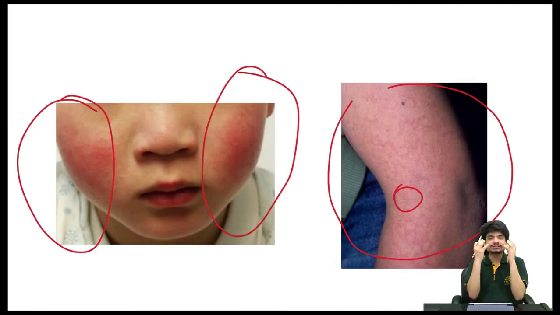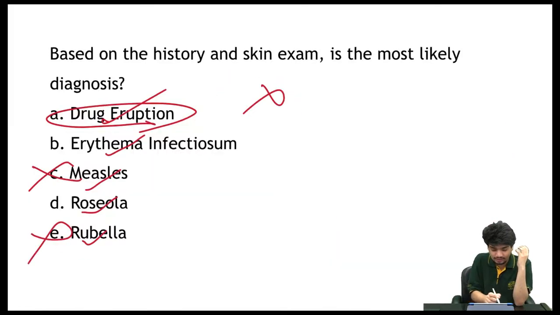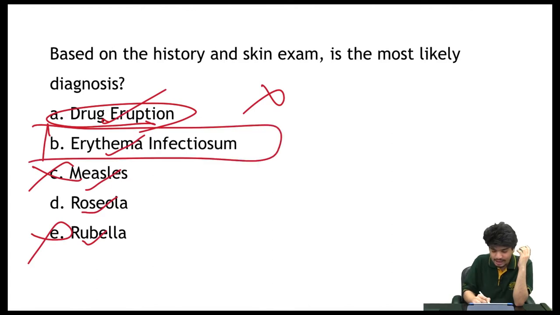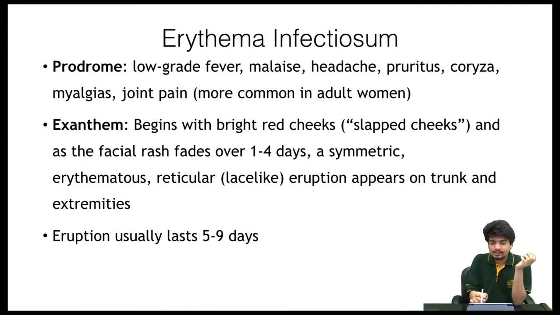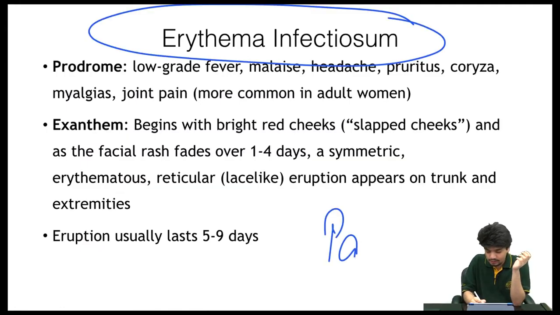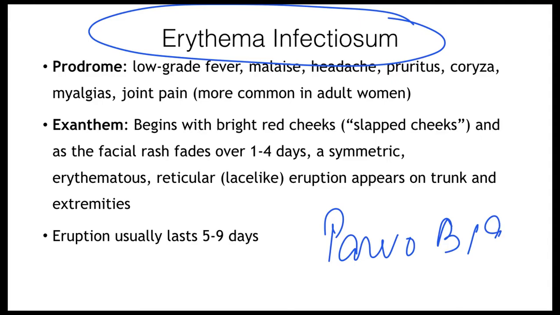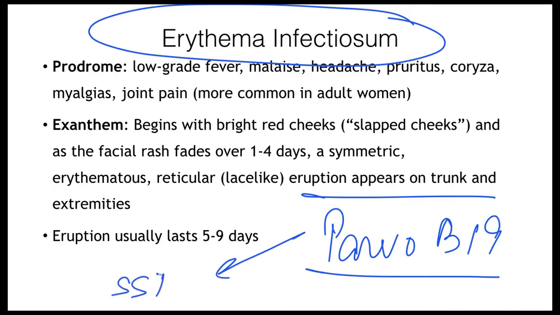Now this typical slapped cheek appearance is what's characteristic of erythema infectiosum, and that's the answer if this question has been asked to you in an entrance examination. Now erythema infectiosum is caused by a virus called parvovirus B19. What's very characteristic of parvovirus B19 is that it's a single-stranded DNA virus.